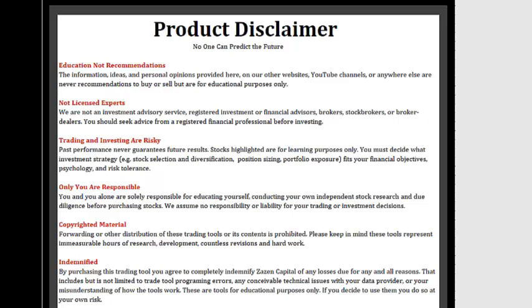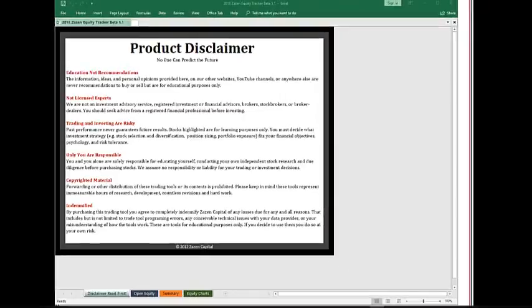As with all my trading tools, one of the most important things is to read the disclaimer first. These tools are for educational purposes only. They are beta versions and still under development, and so if you use them, you do so at your own risk. That said, I have made every effort possible to make sure they're accurate and error-free.